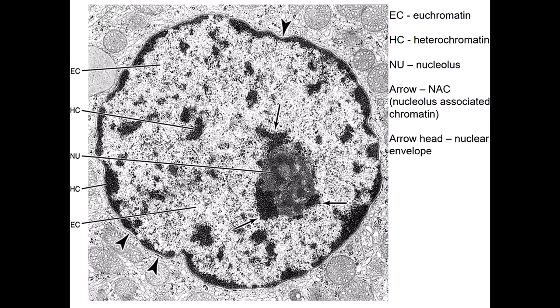Okay, and we can see that here. So euchromatin, this lighter material here. Heterochromatin, the darker blotches here. Here's our nucleolus, right? And the nucleolus-associated chromatin is here. And then this is the nuclear membrane out here.